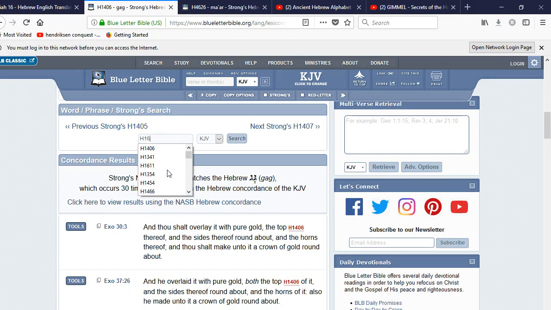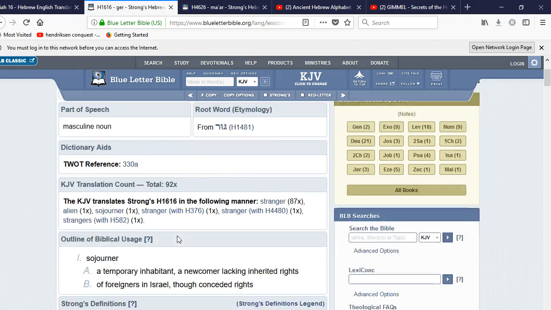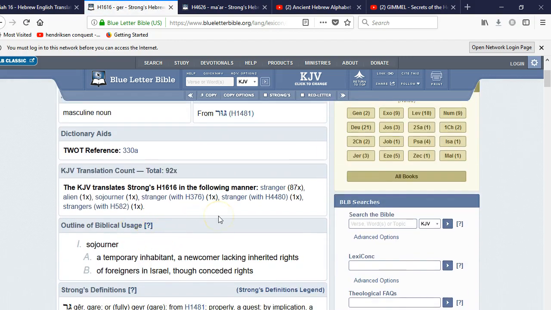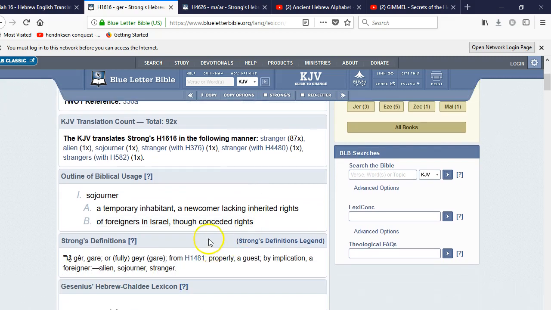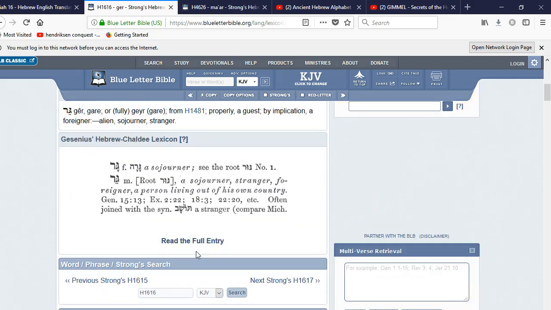Now, 1616. I'm going to search it. There's gar. And you can see it's used 87 times as stranger, one time as alien, one time as sojourner, one time as stranger with H376, one time as stranger with H4480, one time as strangers with H582. They give as definition sojourner, temporary inhabitant, newcomer, lacking inherited rights, or of foreigners in Israel. Though conceded rights.